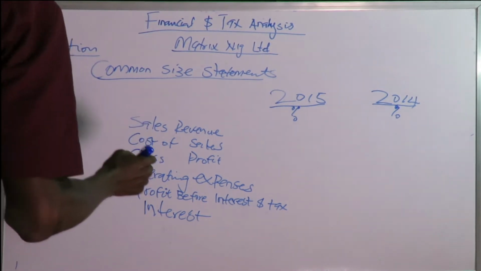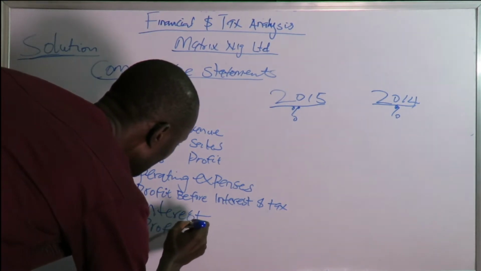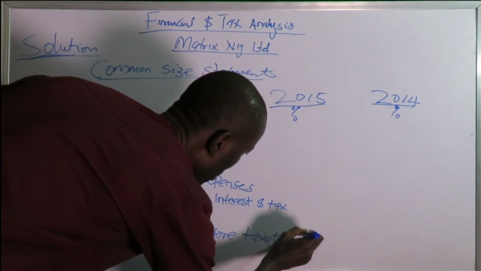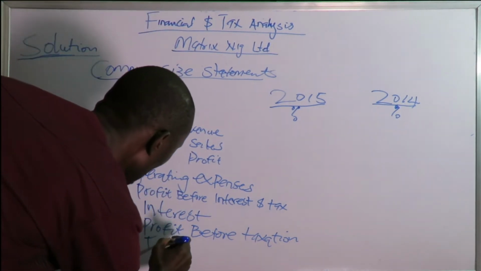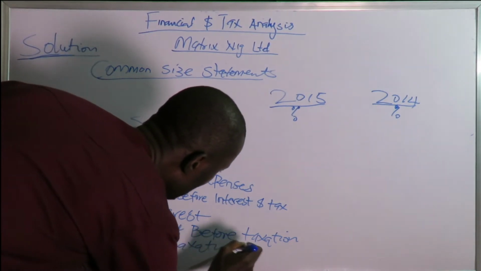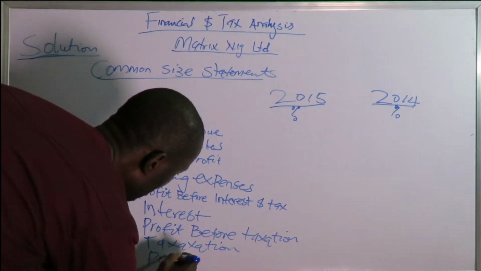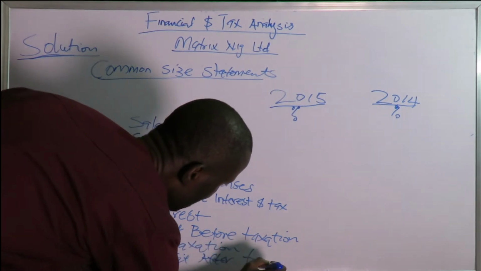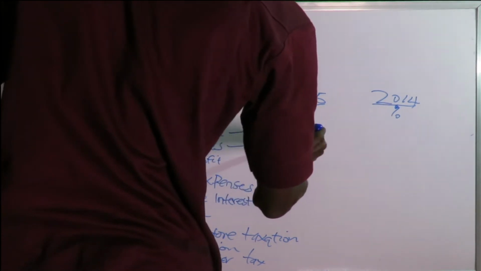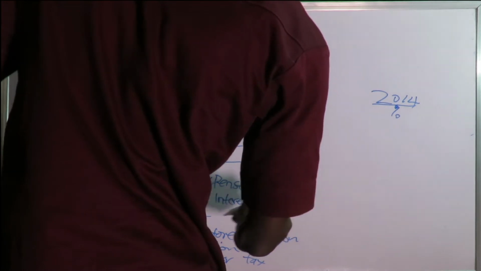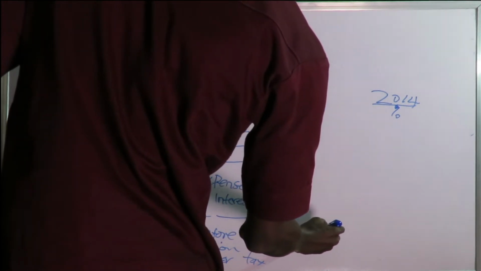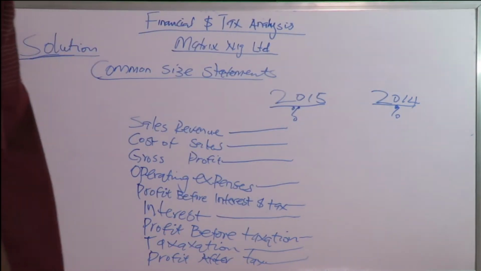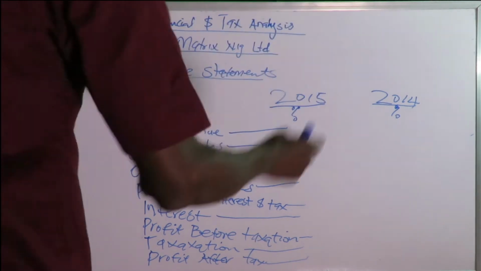Then profit before taxation. Then taxation. Then the final one, profit after tax. So we start bringing in the figures. Then after bringing in the figures, I will show you how we arrive at these figures so that you don't get confused, so that you don't just look at it as if I'm lifting figures from one book. No, it's not lifting. I'm going to show you how we arrive at the figures.